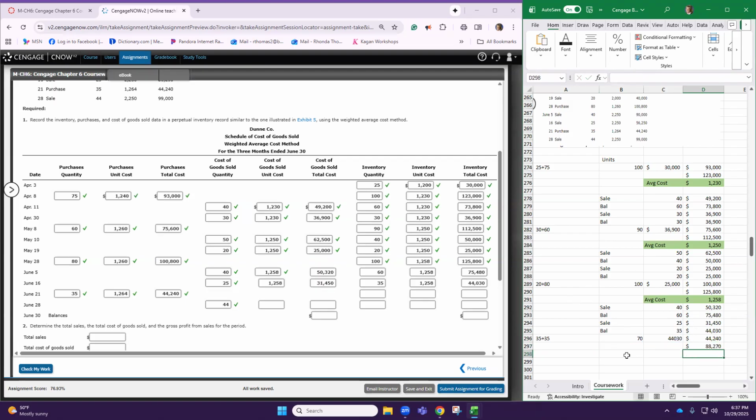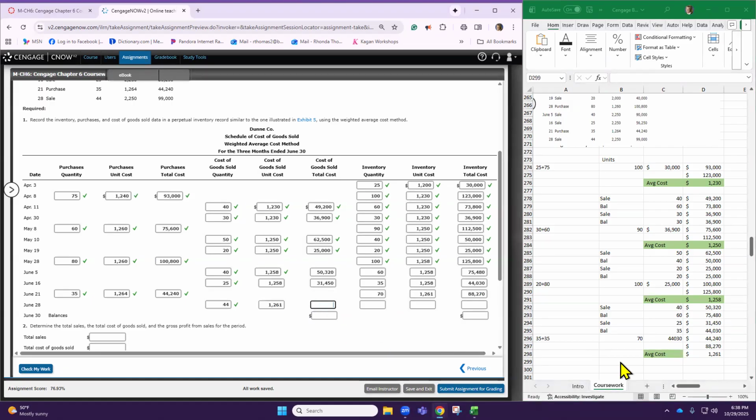New average amount. So put this in. We've got the total. We're going to divide by 70. So there it is. Now here's the total: 70 items at a new $1,261 average cost, 88,270. Now our final sale.